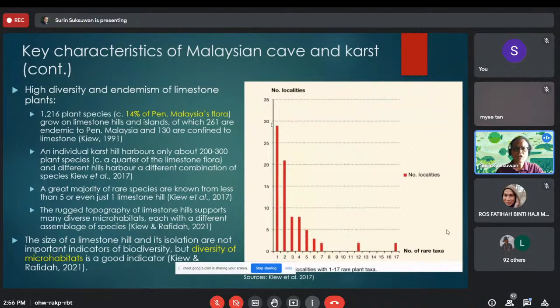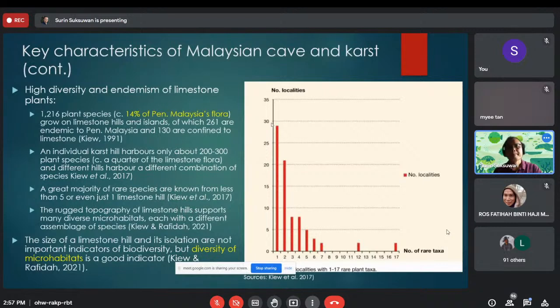So, of the more than 1,200 plant species that have been discovered or documented so far on limestone hills, 261 are endemic to Peninsula Malaysia. That means that 261 of these plants that you find on the limestone hills in Peninsula Malaysia are not found anywhere else except on the limestone in Malaysia, right? And 130 of these 1,216 plant species are only found on limestone and not in other habitats.